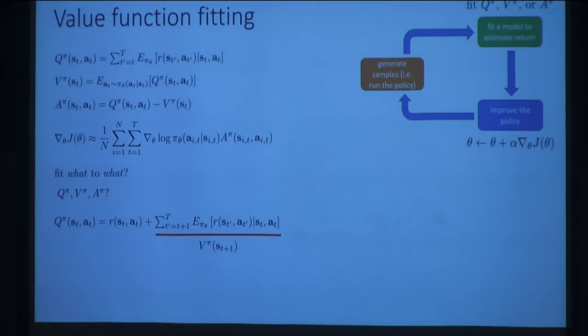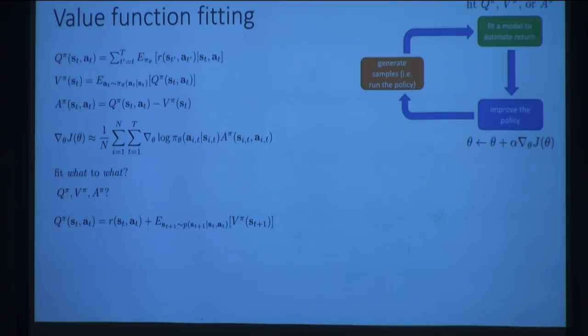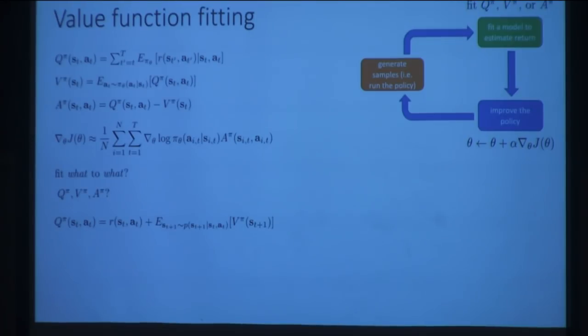And this future stuff is the expectation of the value function at state ST plus 1. So you can equivalently write it like this: the current reward plus the expectation of the next value, where the expectation is taken under the transition probabilities. Now, so far, we haven't made any approximations. This is just an exact equality.